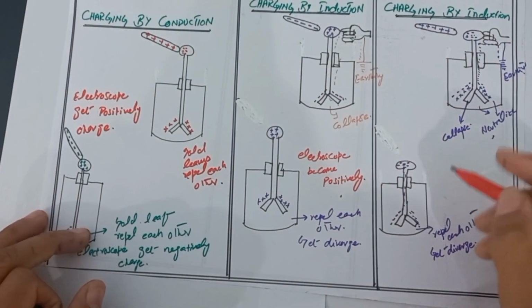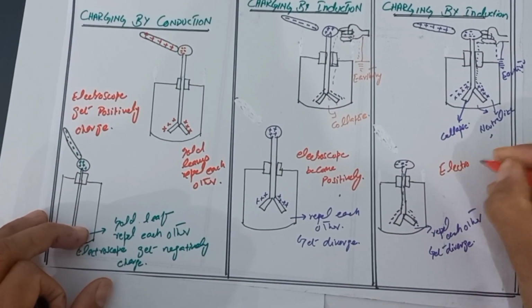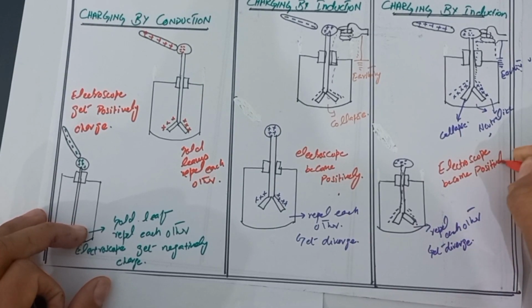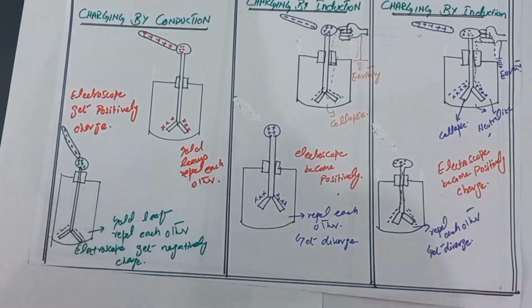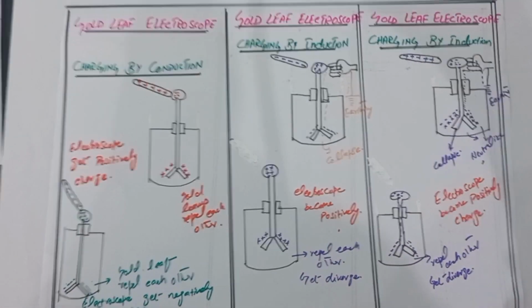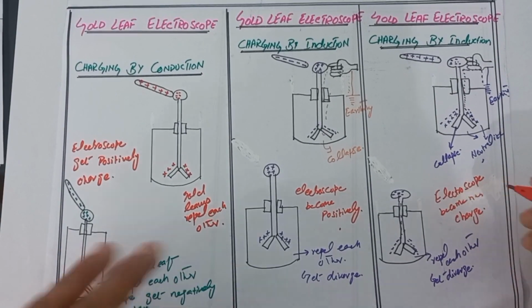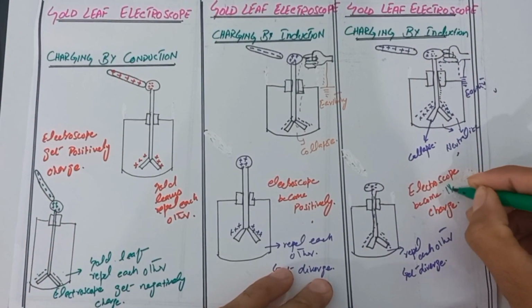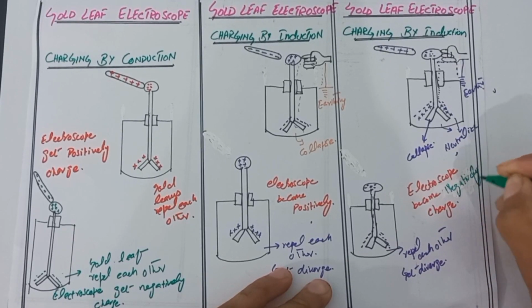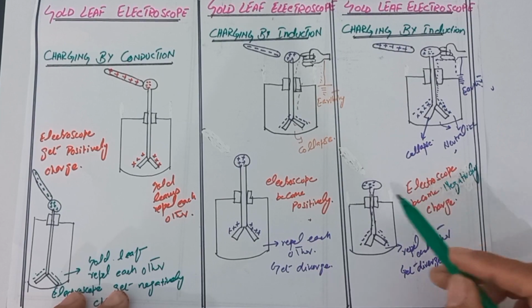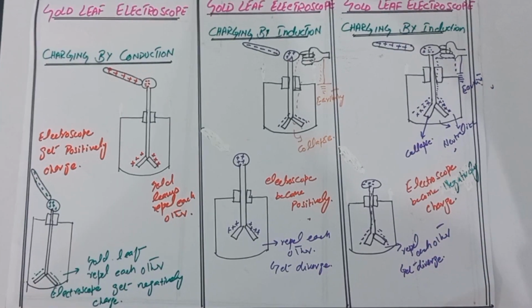So we can say that this electroscope becomes negatively charged. Likewise, an electroscope can also become positively charged. So these electroscopes can be used to determine whether a body is positively or negatively charged.